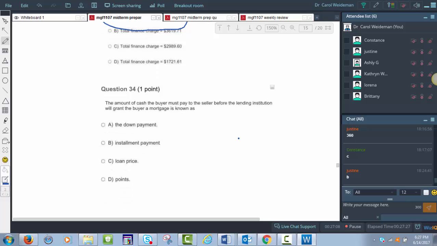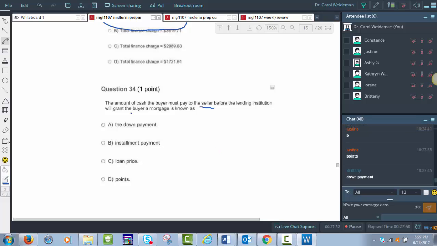All right, another definition question. The amount of cash the buyer must pay to the seller before the lending institution will grant the buyer a mortgage is known as the... Anyone try that one? What's that called? No, not the points. The points go to the bank. What does the buyer have to pay to the seller?